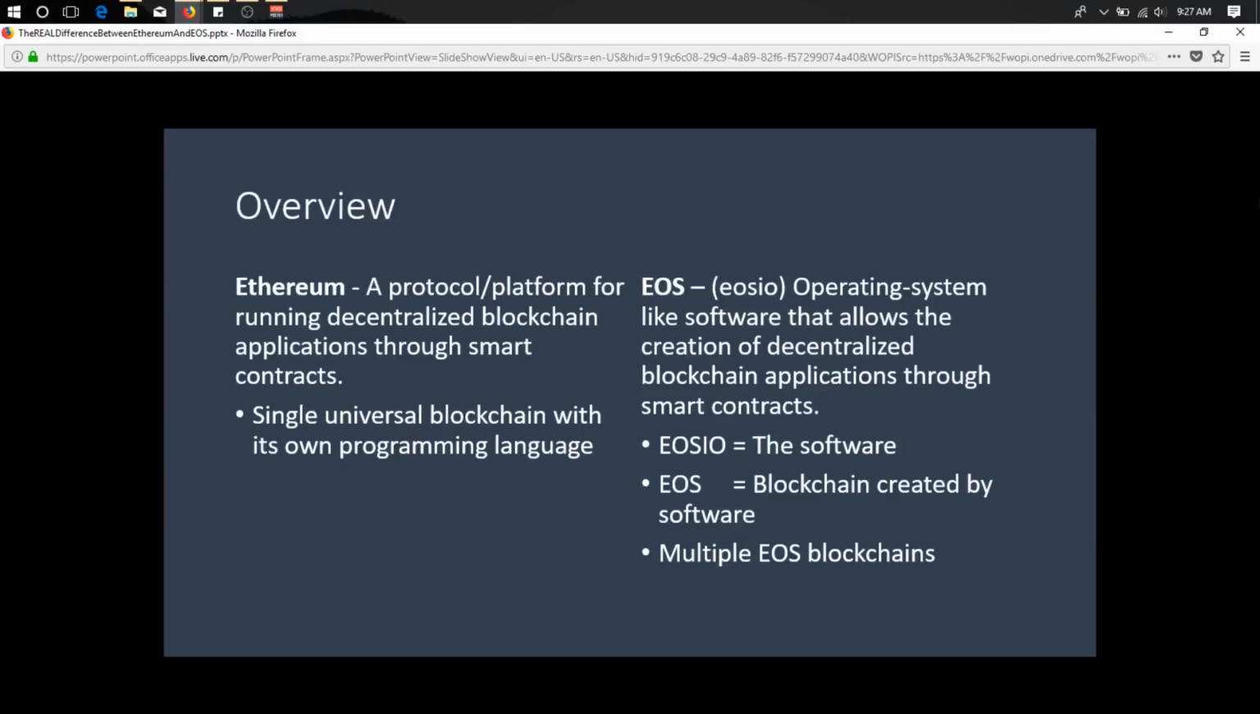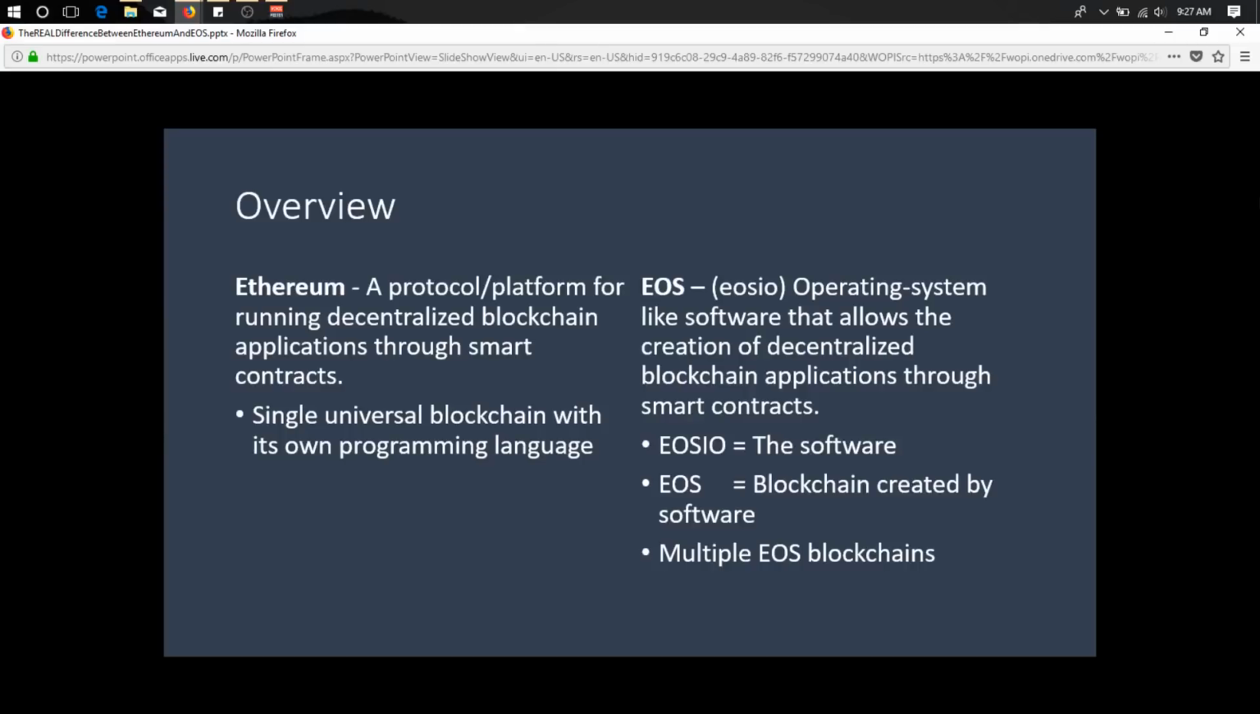First, let's try to put a definition on both platforms and make sure we have the necessary background information before we dive in. So what is Ethereum? Ethereum is a protocol/platform for running decentralized blockchain applications through smart contracts. Its goal is to be a single or main universal and generic blockchain with its own programming language.